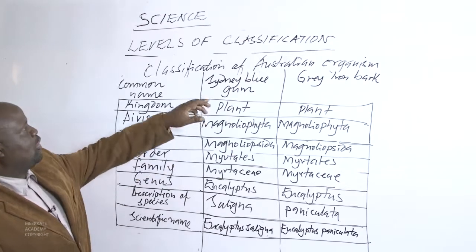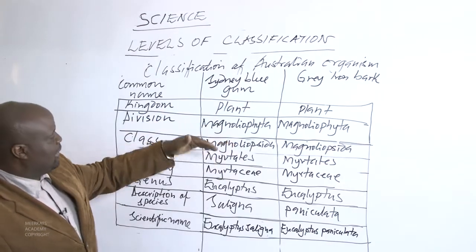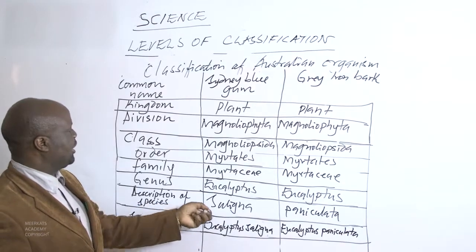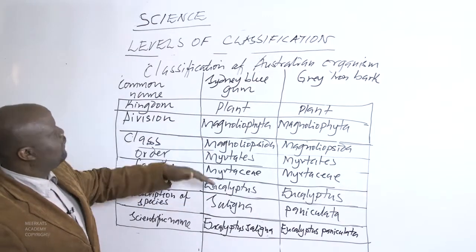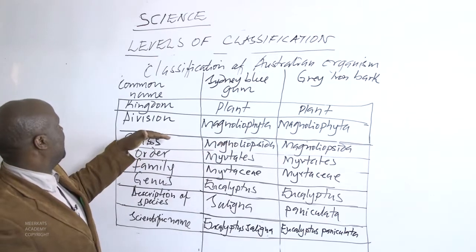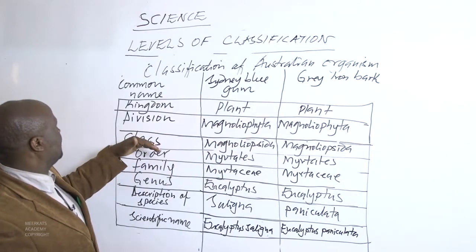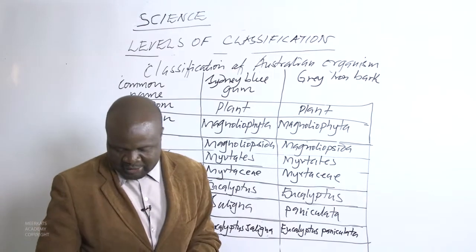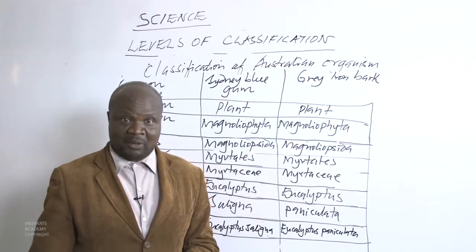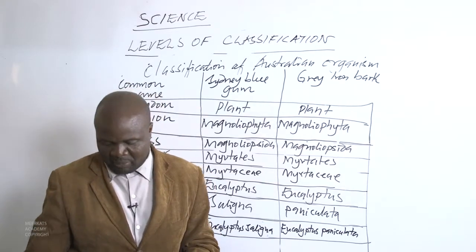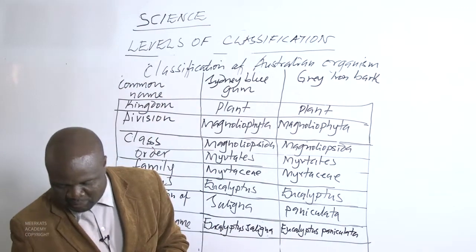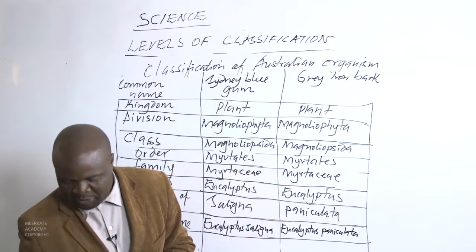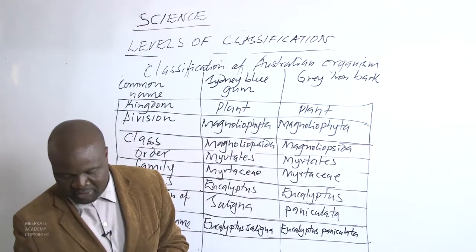We can see that when we are trying to classify these trees, they only differed when it came to the species, but in all other levels they belonged to the same levels, whether it was a division, the class, the order, they were the same. We can see another example, and it will be the last example before we embark on something small.